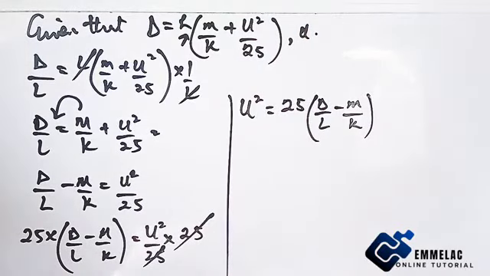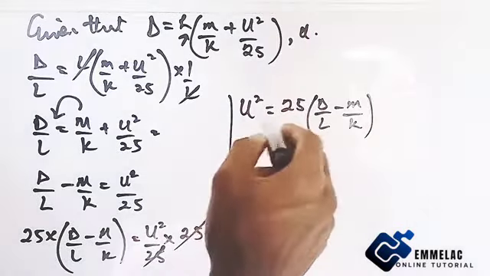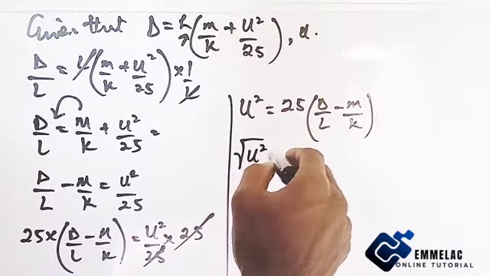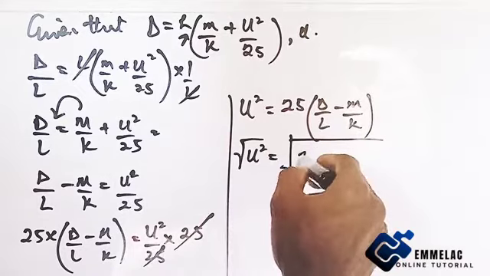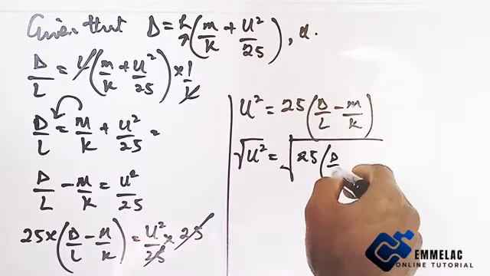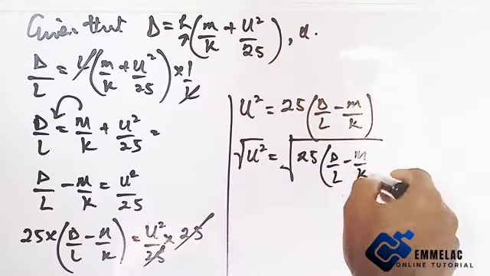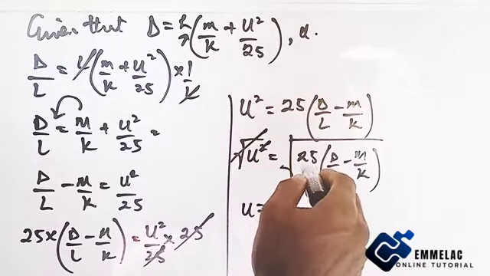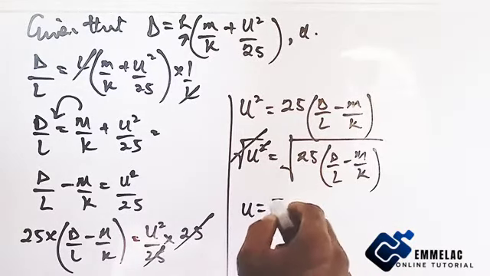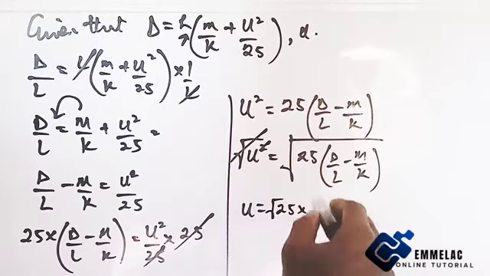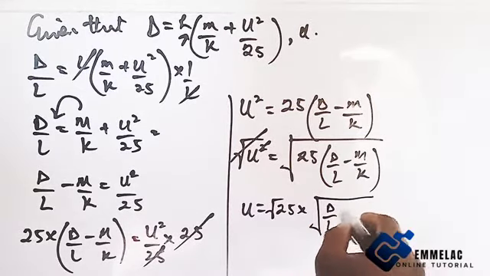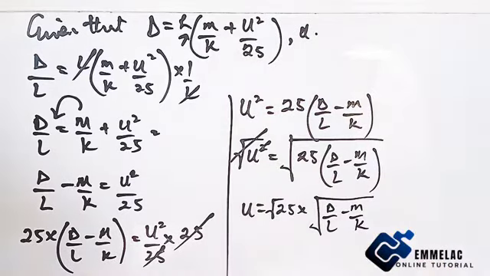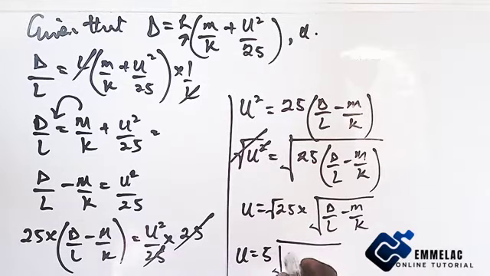Okay, so what we're going to do here now is to square root both sides. So we say the square root of u square equals the square root of 25 times d over L minus m over k. So this cancels this, so our u now becomes, the square root of 25 becomes 5, then times the square root of all this, d over L minus m over k. So here we have that u equals 5 times the square root of d over L minus m over k.